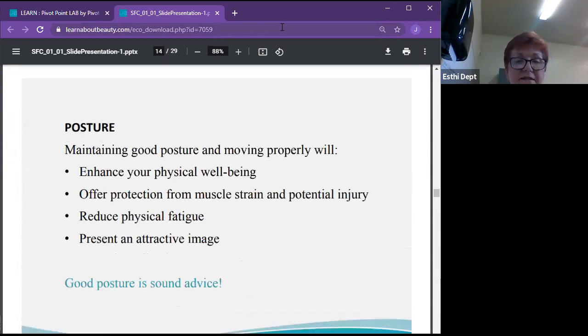Okay, so maintaining that good posture and moving properly will, and these are the bullets that you have, okay? You're going to write in there that it enhances your physical well-being. Okay, it offers protection from muscle strain and potential injury. It reduces fatigue and presents an attractive image.